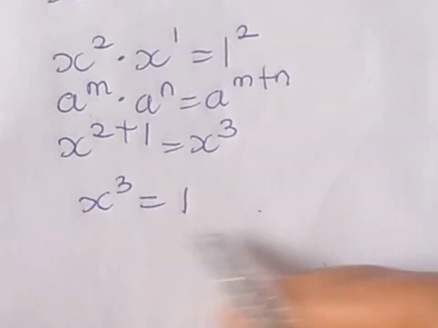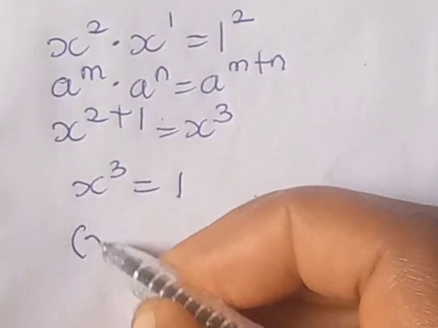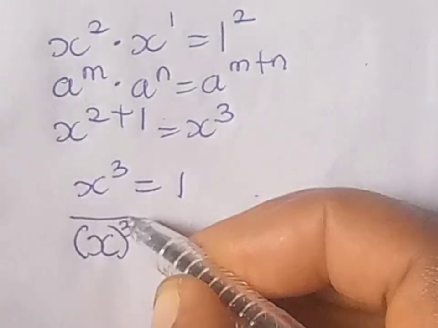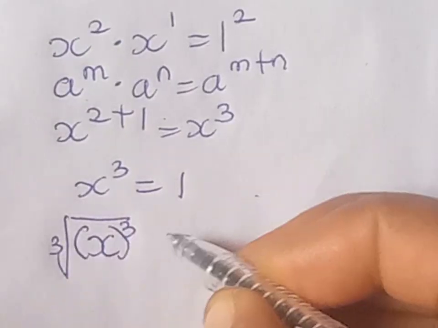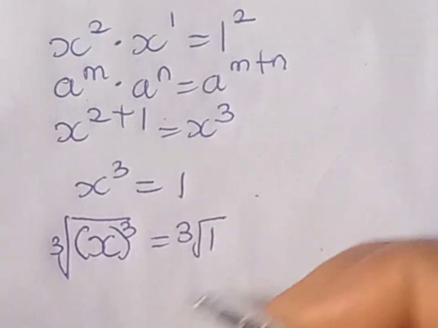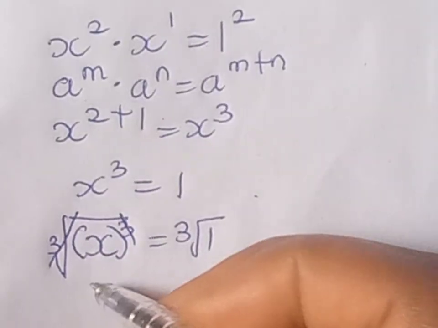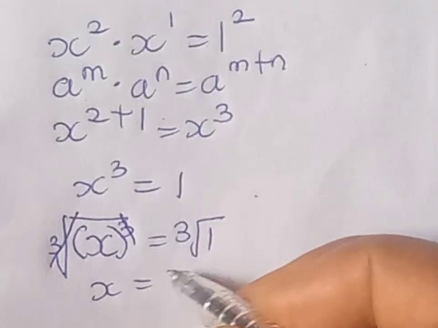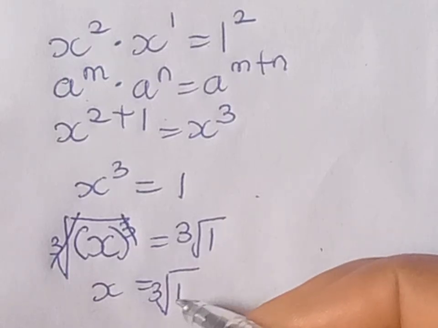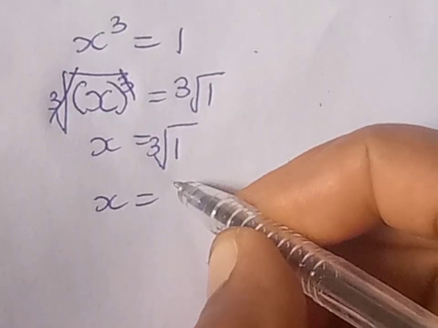Now let's take the cube root of both sides. That is x cubed, then we put our cube root, equals the cube root of 1. The cube cancels the cube root. So we have our x equals the cube root of 1. The cube root of 1 is also 1. So our x equals 1.